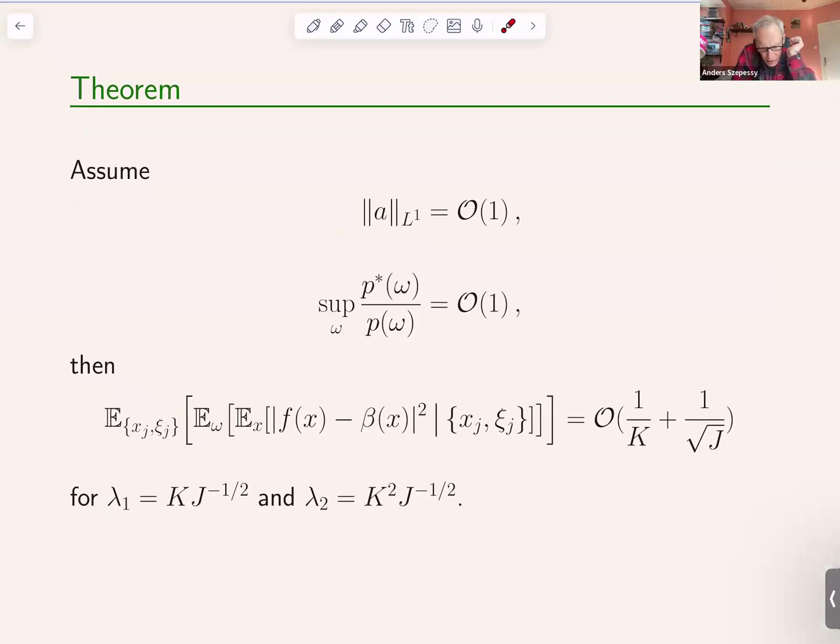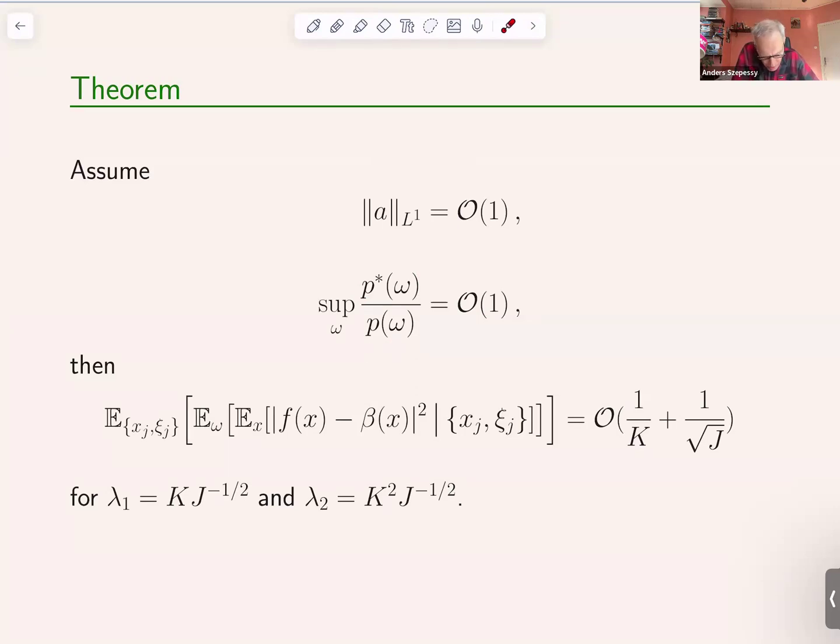Okay, so here comes the theorem. So we assume that the representation with amplitudes has a bounded L1 norm in order to make sense of the problem, and that we sample the frequencies with the density P, and that this quotient is bounded. So if we have a lot of high frequencies also in the optimal, then the sampling needs to have that in order to be bounded. So that is an assumption.